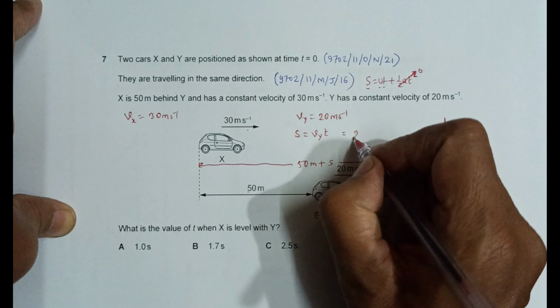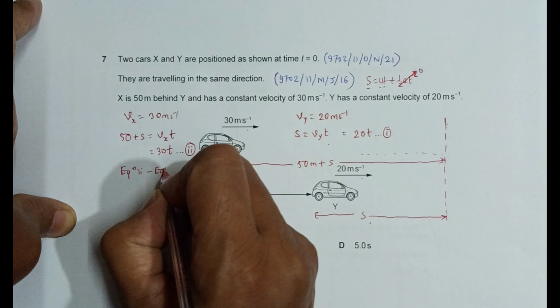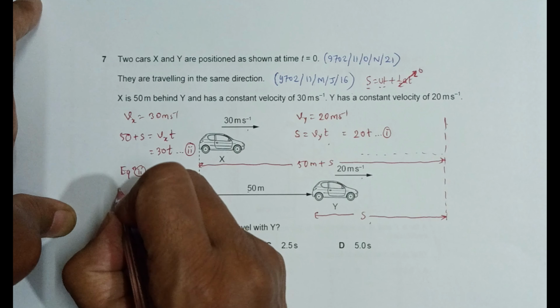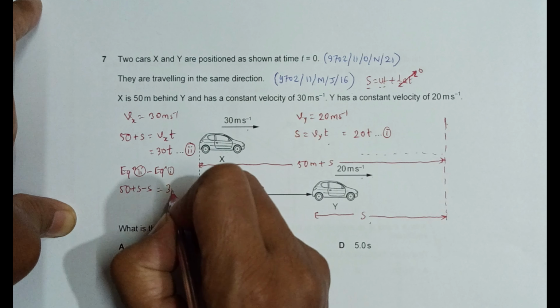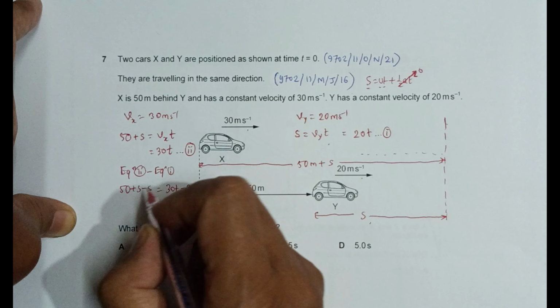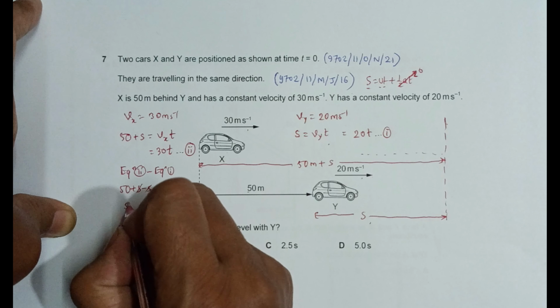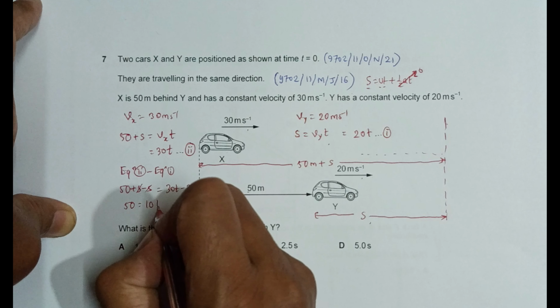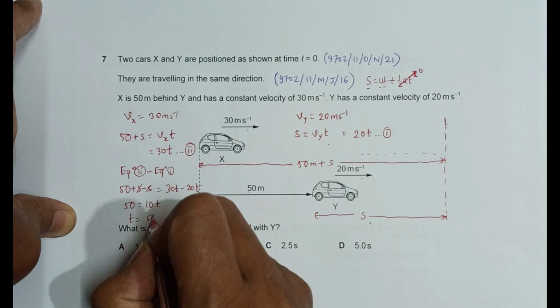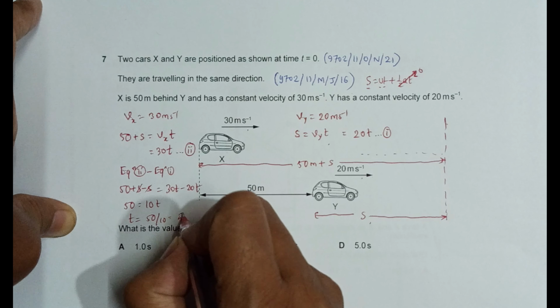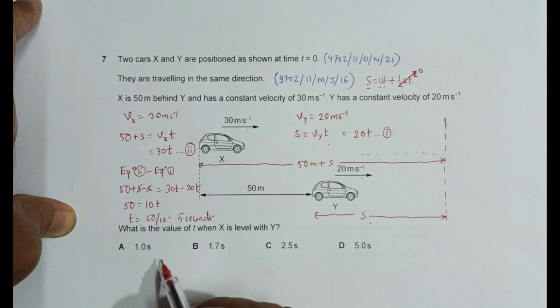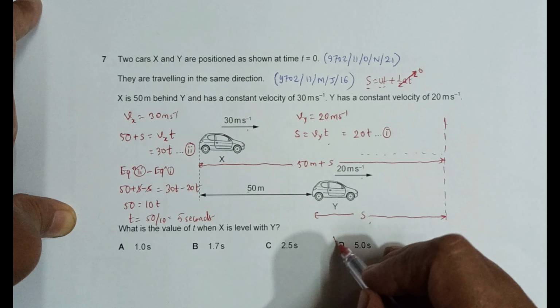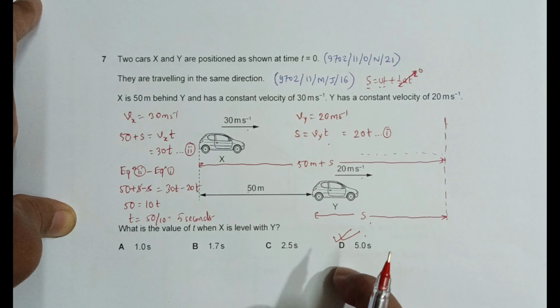So equation 2 minus equation 1. If I do this, I will have 50 plus s minus s equal to 30t minus 20t. So the s cancels, 50 is equal to 10t, and that gives us t is equal to 50 by 10 equal to 5 seconds. So the time required is 5 seconds, and according to our choices, choice number D shows this time. So it is the correct choice.